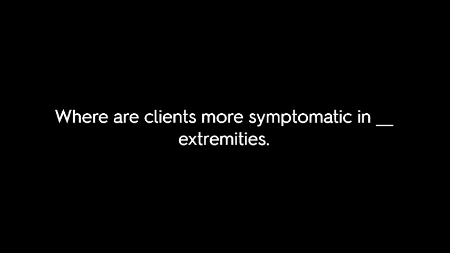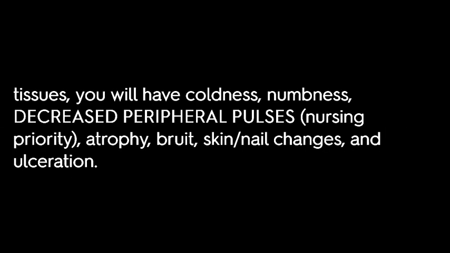Where are clients more symptomatic in blank extremities? Lower. Intermittent claudication, what's the hallmark sign? Pain. Arterial blood isn't getting to the blank, so what would happen? Tissues, you will have coldness, numbness, decreased peripheral pulses, atrophy, bruit, skin nail changes, and ulceration.